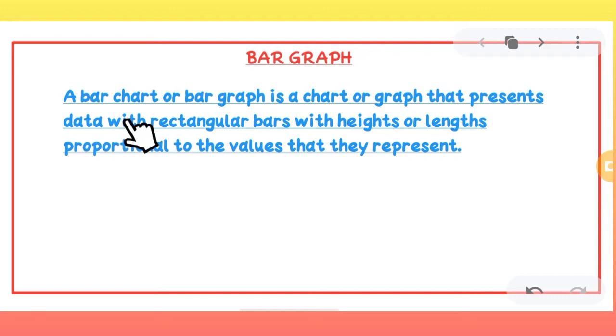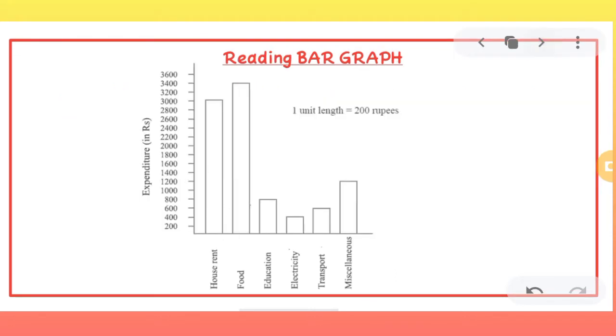So bar graph, or bar chart as we also call it. In this, we represent data with rectangular bars. Either it can be in a horizontal way or in a vertical way. Let's see how. For example, this is a bar graph. Here you can see these are the bars. These are the rectangular boxes which are known as bars. Now here we have some numbers and here we have some words.